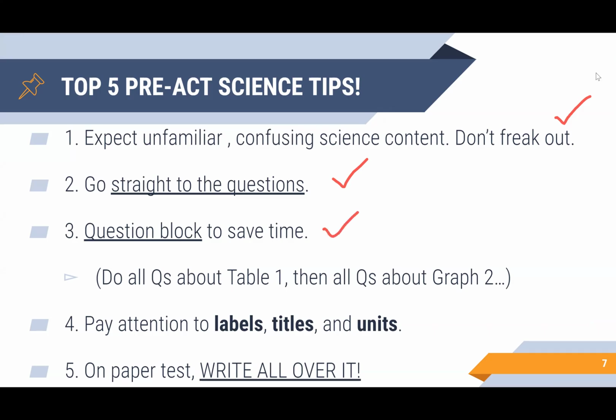Question block to save time. What that means is do all the questions about table 1 first, then all the questions about the next section, like table 2 or graph 2. ACT tries to slow you down by alternating back and forth between part 1 and part 2 every other question. Don't do that. Find all the 1 questions first, then all the 2 questions, and you won't get as confused and you'll be more efficient. Fourth, pay attention to labels, titles, and units, of course. And fifth, you're taking a paper test this year. Make sure you write all over it.